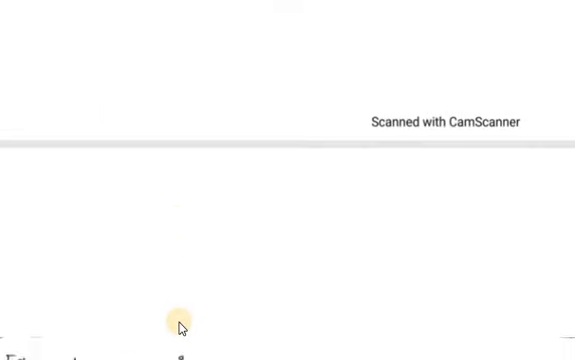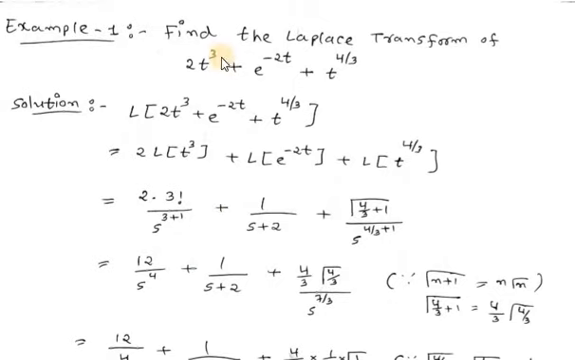Now we will see examples related to this topic. Example number 1: we have to find the Laplace transform of the function 2t raised to 3 plus e raised to minus 2t plus t raised to 4 by 3. So Laplace of this whole function. Now we will apply the principle of linearity, that is 2, constant as it is, Laplace of t cubed plus Laplace of e raised to minus 2t plus Laplace of t raised to 4 by 3.